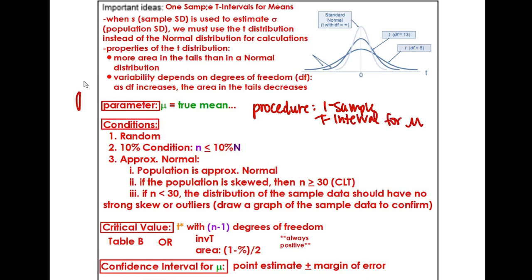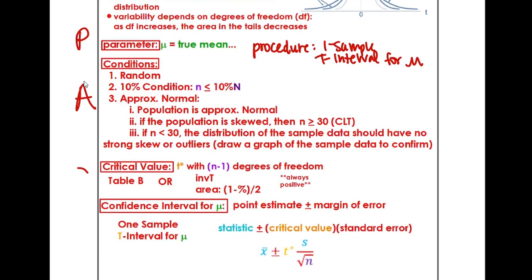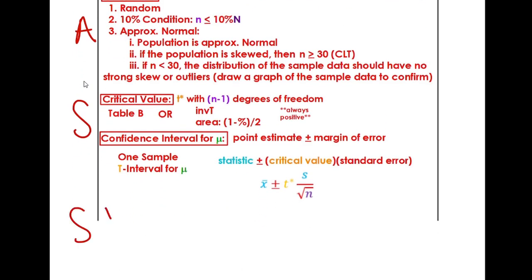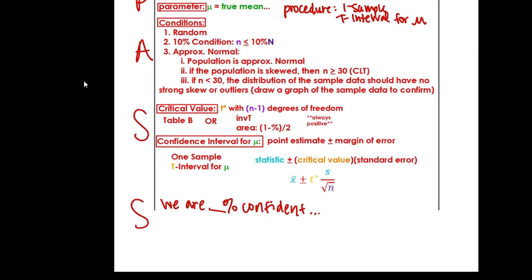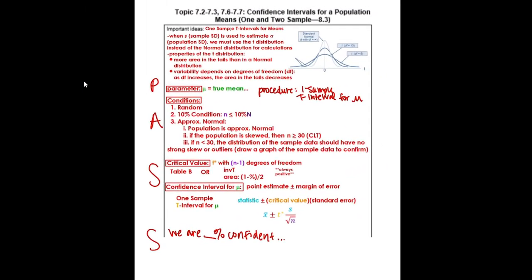So that would be the P. We have our conditions, A, this critical value, and actual interval work is our statistical work. And then the last S we would still do, we are whatever percent confident, etc. So I'll give you a second to copy all that down, and then you can try to check your understanding and unpause to see the result.